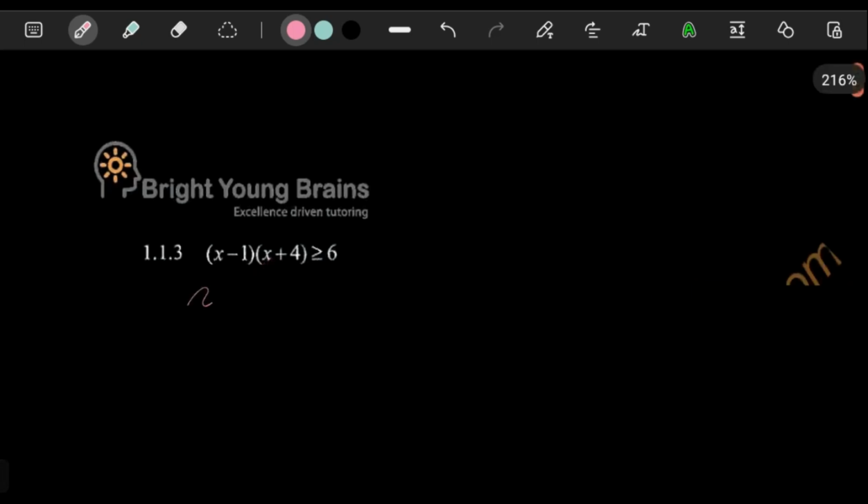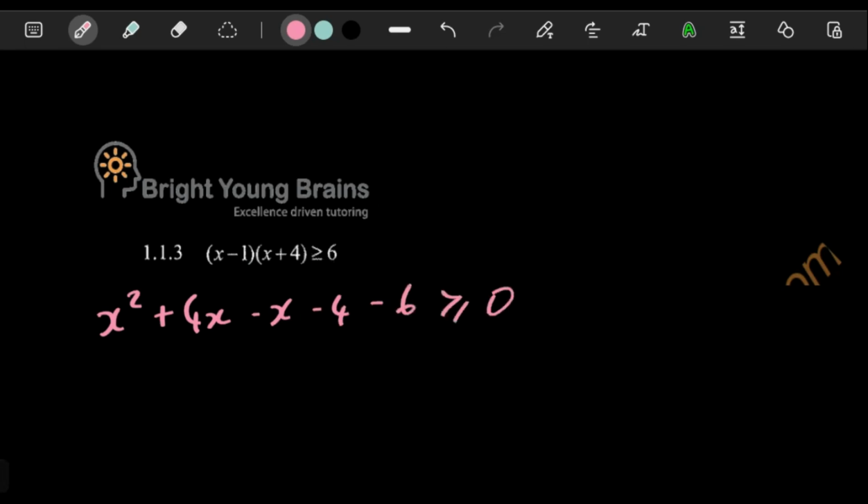So what you can do is you can just multiply out these brackets first and then take the 6 over. So what that's going to look like is x times x is x squared. X times the 4 is 4x. And then negative 1 times x is like negative x. Negative 1 times 4 is like negative 4. And then the 6 goes over, that's going to be like negative 6. This is equal to 0. And then what you already know is that there's x squared here. 4 minus 1 is like what? 3, right? Negative 4 minus 6 is like negative 10.